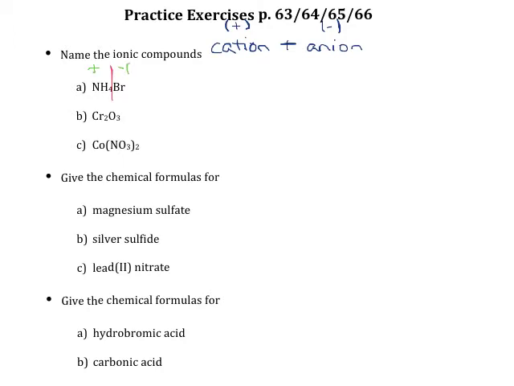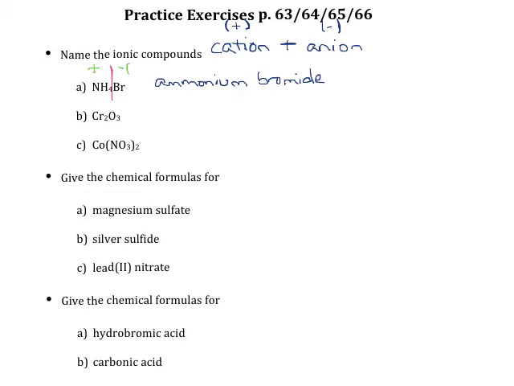So when I write out the name for this, I just list what's there. We don't use any prefixes in ionic compounds. I've got ammonium, bromide. Notice that this is not ammonium bromine. I changed the -ine ending to -ide. So ammonium bromide.